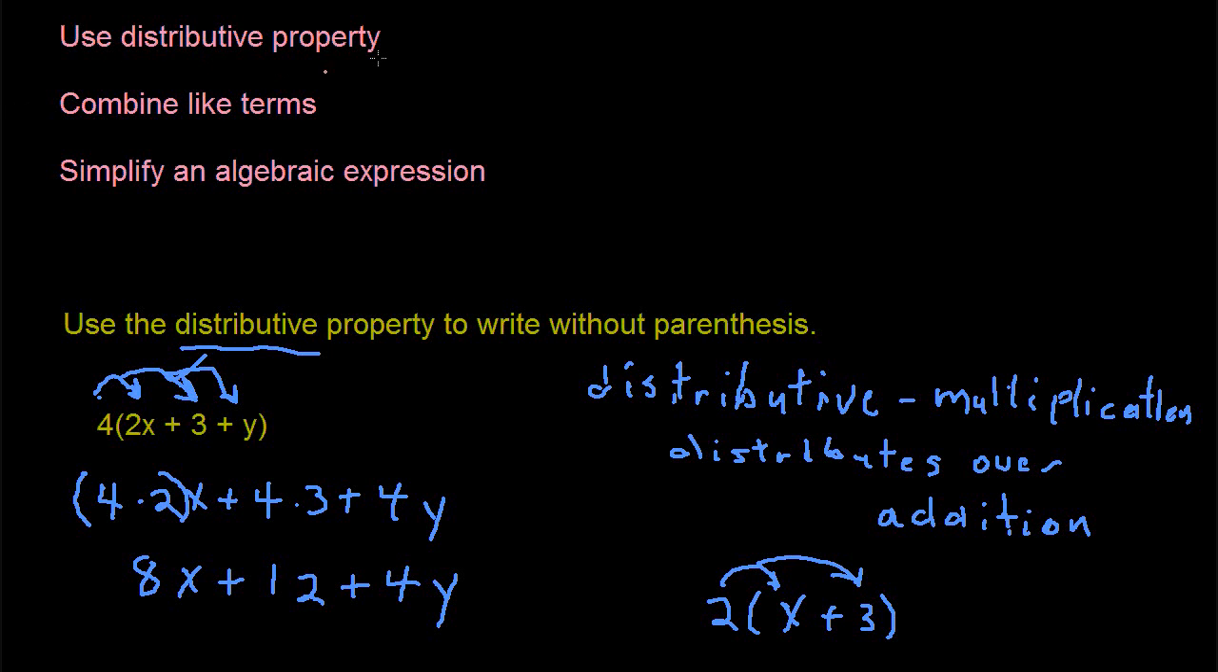Okay, we've used the distributive property, we've combined like terms, and we have simplified an algebraic expression. Of those items, they're all important, but perhaps using the distributive property is the most important. Remember to distribute through all parts of your problem, through each term.